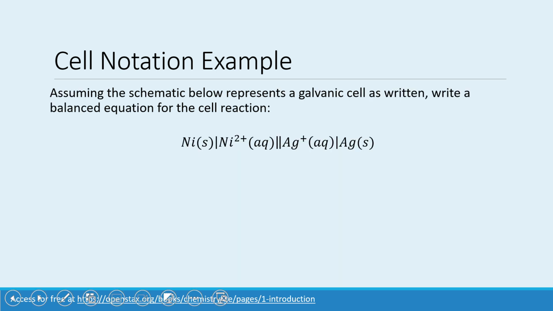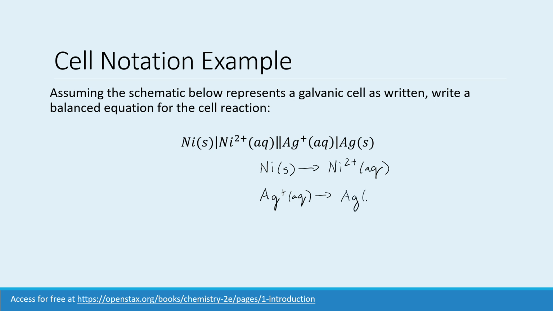Okay, let's try one more practice. This time we're given the cell notation and we are asked to write out the balanced chemical equation. Okay, so again, we're going to split up those two half reactions. We can write out the first one where we've got nickel as a solid going to nickel 2+. Okay, and then below that, happening at our cathode, we've got the silver ion forming your solid silver.